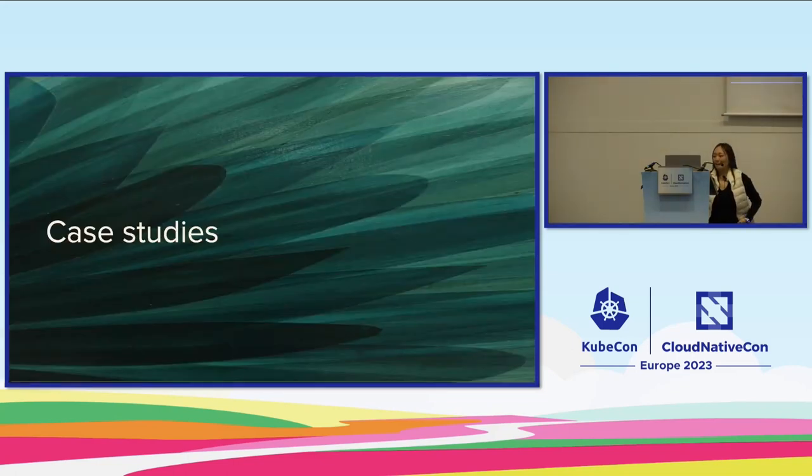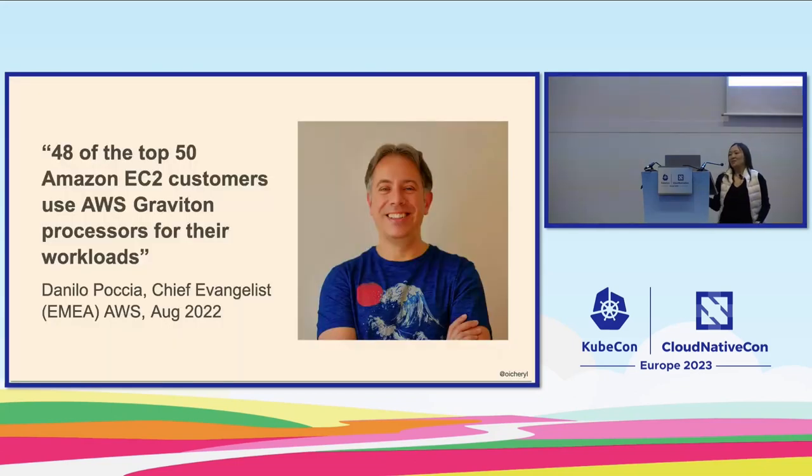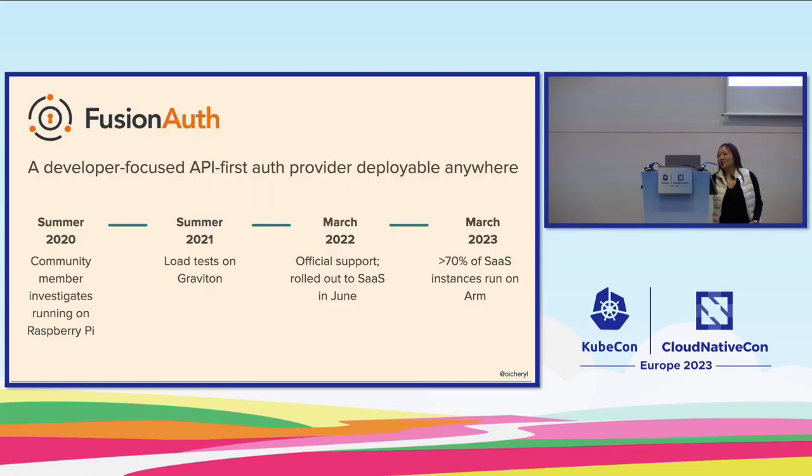And I'm gonna look at AWS Graviton because it's been out the longest, so it's easiest to find case studies for those. Actually, according to AWS themselves, 48 out of the top 50 EC2 customers use Graviton in some way. So, first case study I want to look at is called FusionAuth.